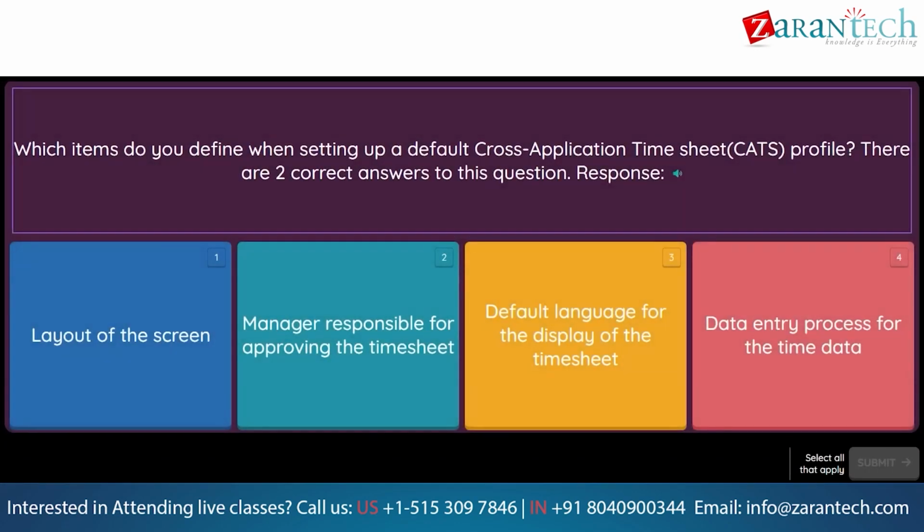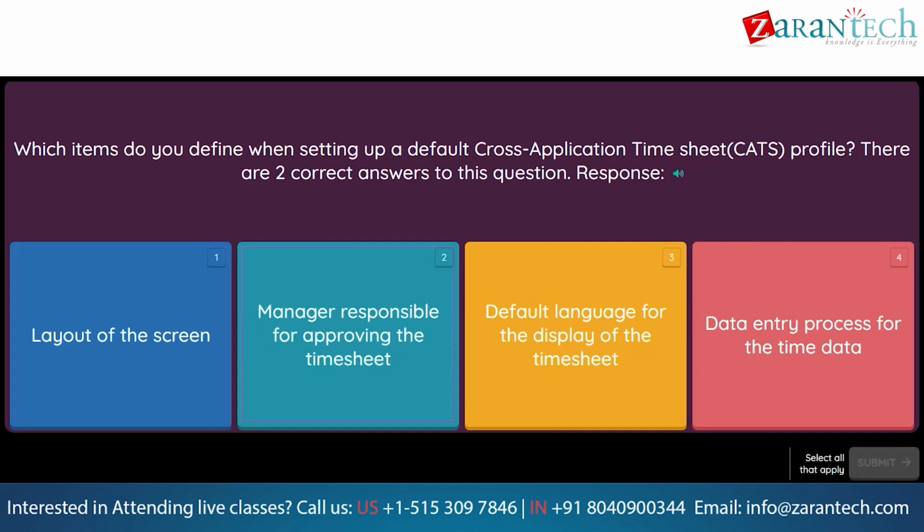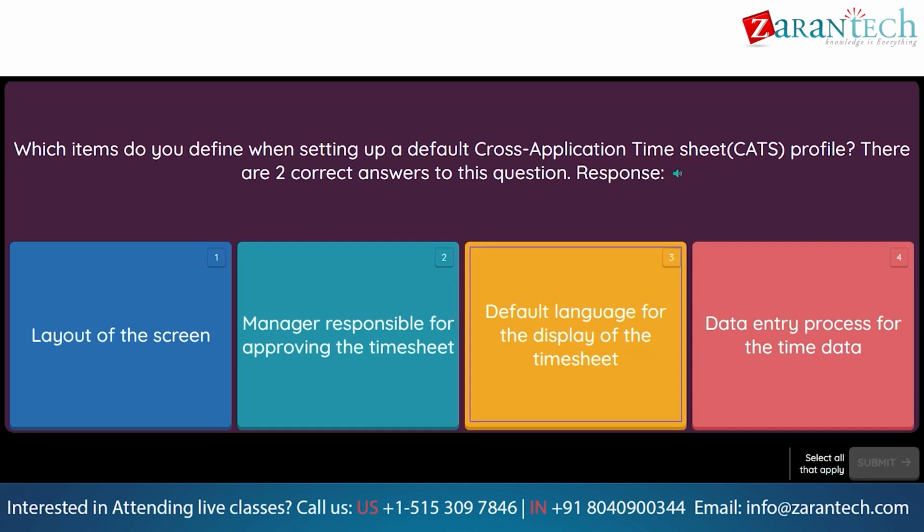Question: which items do you define when setting up a default cross-application timesheet, CATS, profile? There are 2 correct answers to this question. Response: Option 1 Layout of the screen. Option 2 Manager responsible for approving the timesheet. Option 3 Default language for the display of the timesheet. Option 4 Data entry process for the time data.